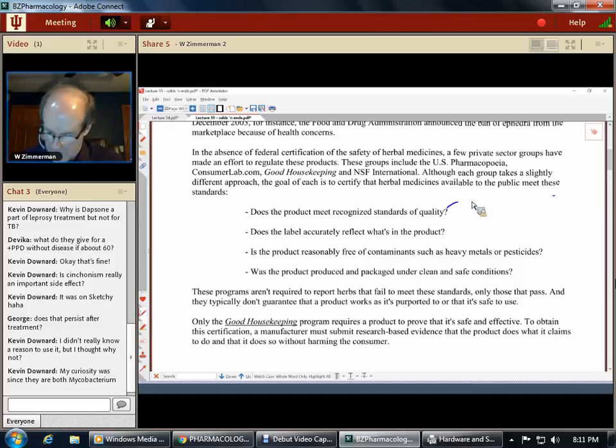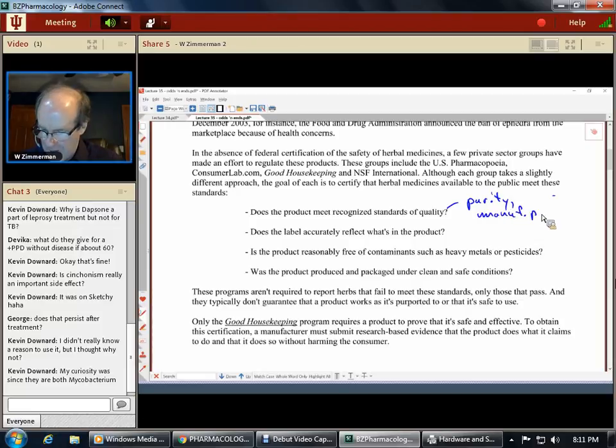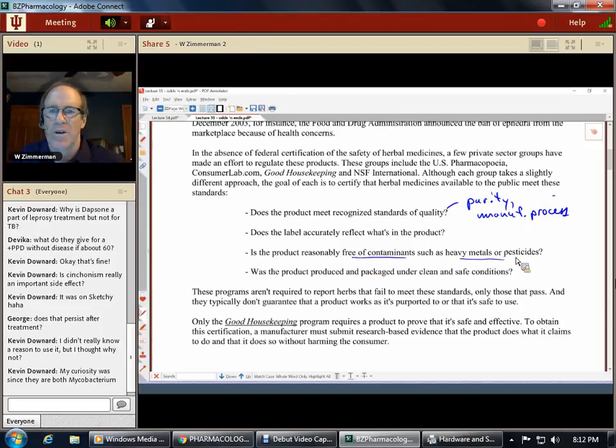What about the purity? What about the manufacturing process? It actually is not easy to take a plant and convert it into a tablet. That takes a fair amount of work. And is it good, clean, safe practices? Does the label accurately reflect what's in the product? That's a big one. Is the product free of contaminants such as heavy metals or pesticides? These are herbal medicines, so it's not surprising we might have some of those in there.